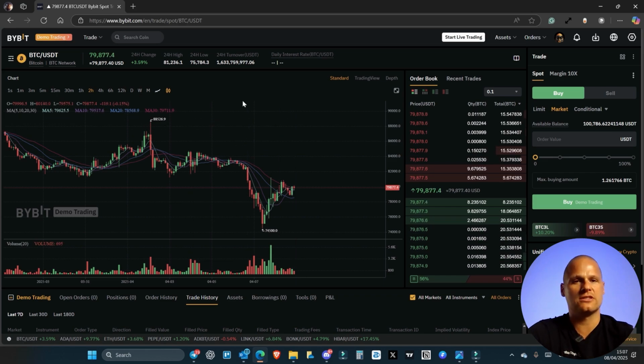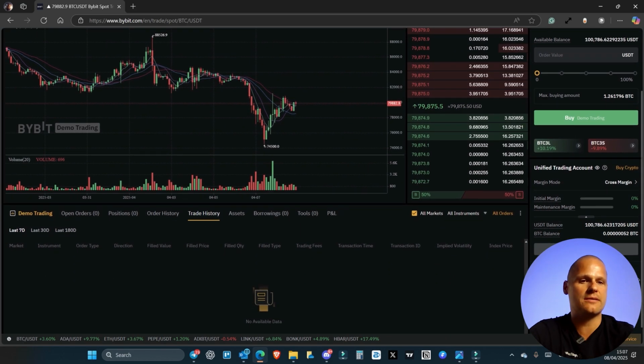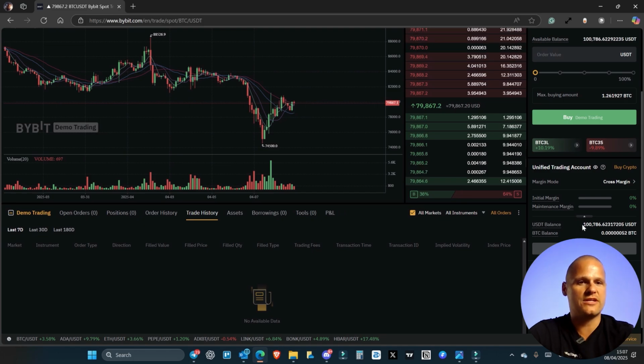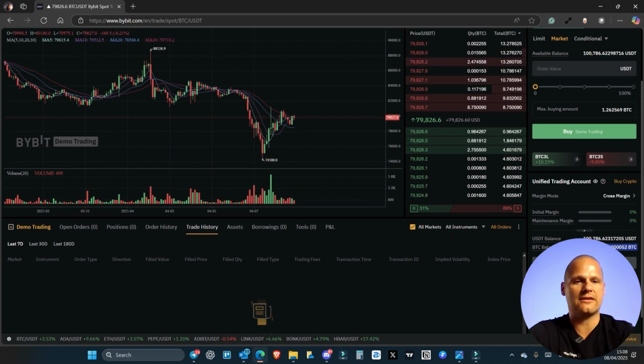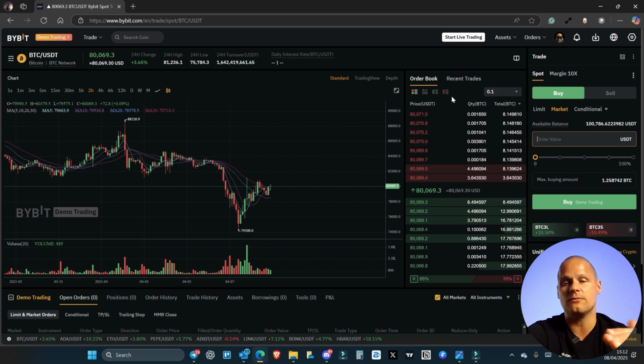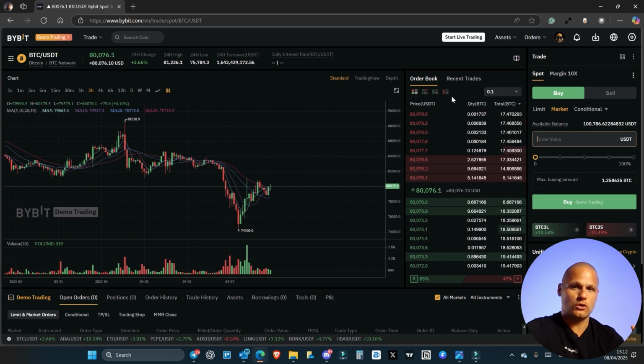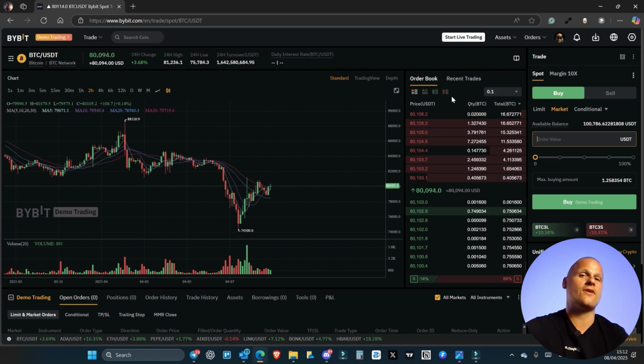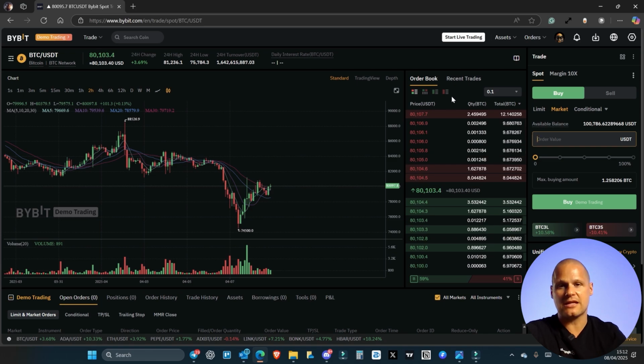So we are here on the spot and here is our demo balance, which is 100K, 700, something like that. Here is a BTC balance, which is 0 currently. And let's say we want to buy. We have a few options. We can buy with a limit, which means that if the price drops lower, I can set up my buy limit, let's say at 75K. So it means that I will buy 5,000 lower if the price comes in there.